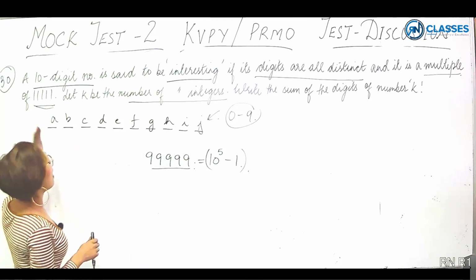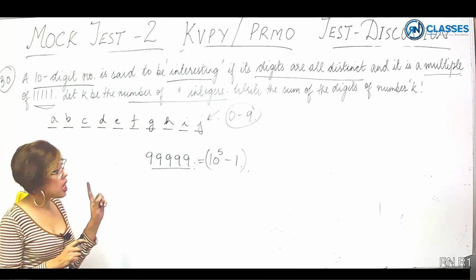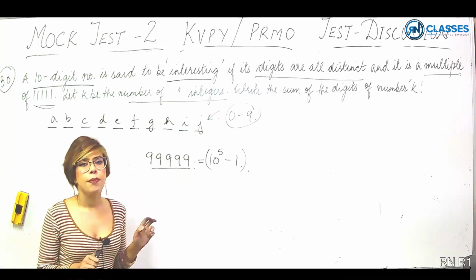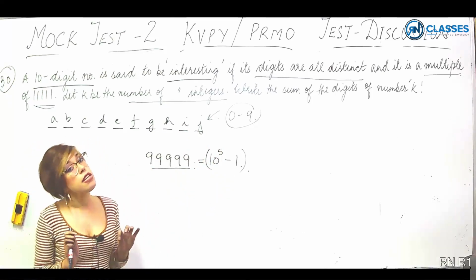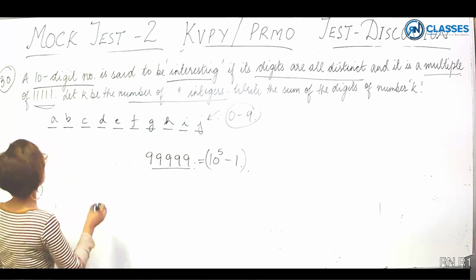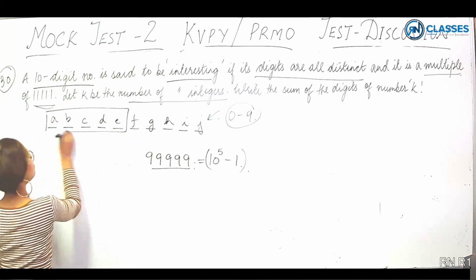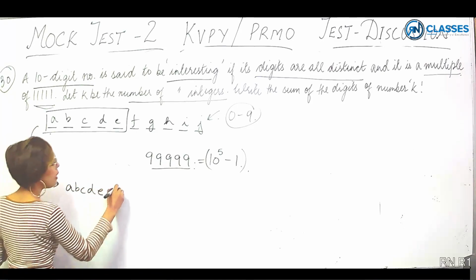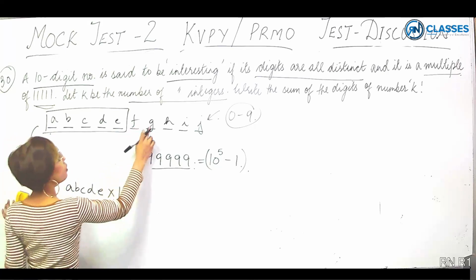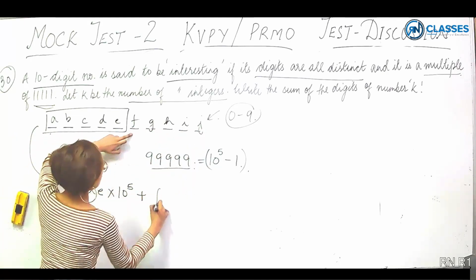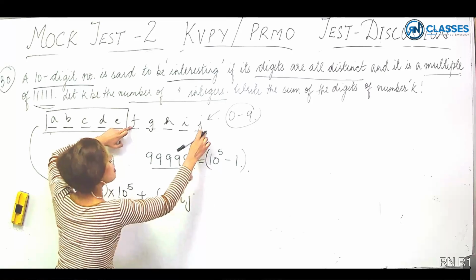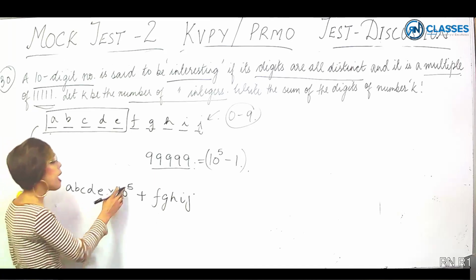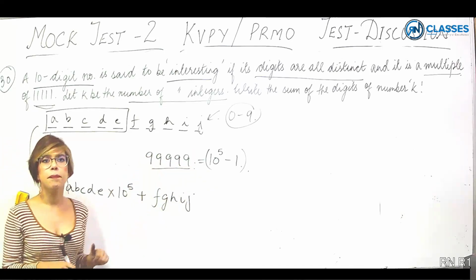Now I can write the number in the expanded form, but I need the expanded form to definitely include 10 raised to power 5. So I will write the expanded form in a different manner. I will take this number and write the expanded form as A, B, C, D, E into 10 raised to power 5 plus F, G, H, I, J, whatever this number is. I've specifically written the expanded form in this way because I wanted to involve 10 raised to power 5.